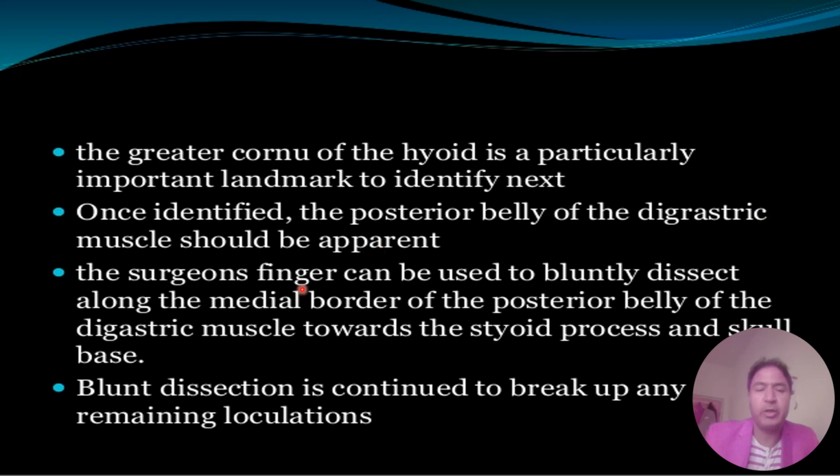Identify the posterior belly of the digastric muscle, which should be apparent. The surgeon's finger can be used to bluntly dissect along the medial border of the posterior belly of the digastric muscle towards the styloid process base. Blunt dissection is continued to break up any adhesions and remaining loculations.